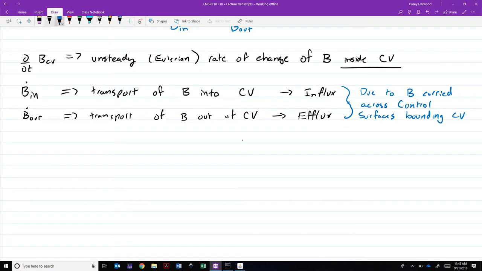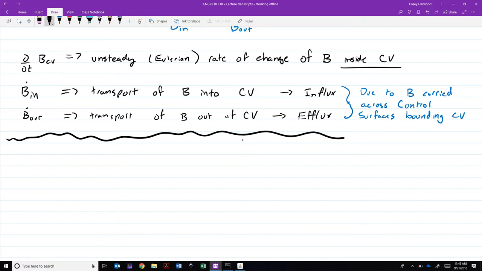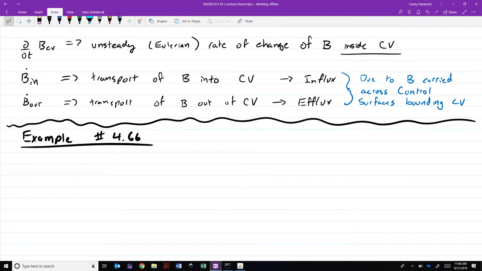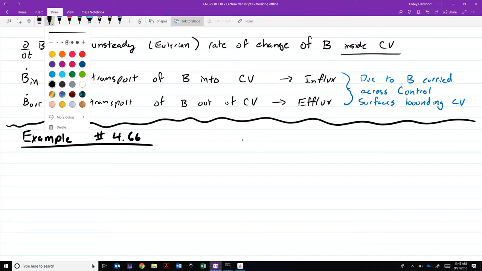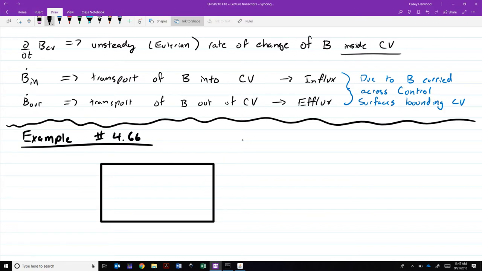So a quick little qualitative example before we get into more mathematics. This is 466 from the book. The idea is, suppose that we've got a rectangular section of a channel.